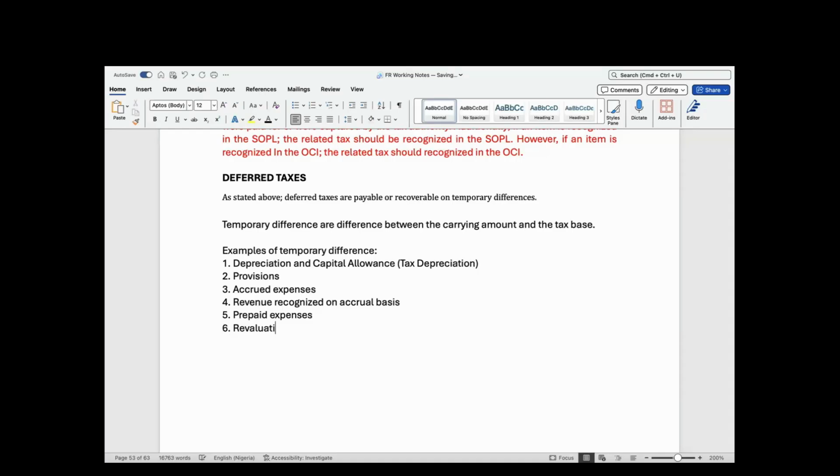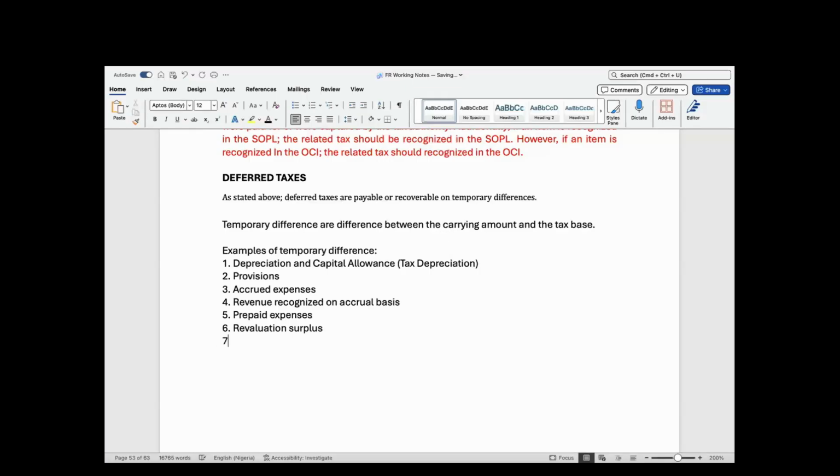Another one is revaluation surplus. When you have a revaluation surplus, where you revalued upward, the taxman will not allow it. The taxman will tell you, where is the gain? Where is the money you made? Have you sold the assets? They will not allow it. They will not tax it. So when you eventually sell the asset and make money, then it will be taxed. So there is a temporary differential between the two of you.